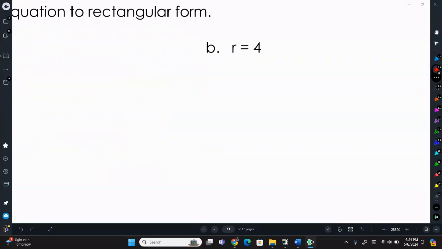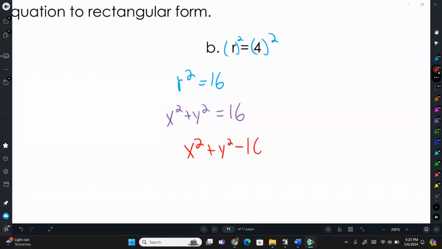So example 2, we have r equals 4. Well, you may say, let's multiply both sides by r so we get r squared on the left side. But if we multiply both sides by r, then it's going to be r squared equals 4r. Well, we can't have an r, or an r squared, or r to any power, or any trig function in our rectangular form. So instead, we're going to square both sides. So this is going to become r squared equals 16. Well, r squared is x squared plus y squared equals 16. And then if we subtract 16 from both sides, x squared plus y squared minus 16 is going to equal 0.